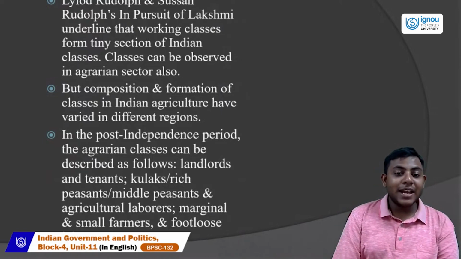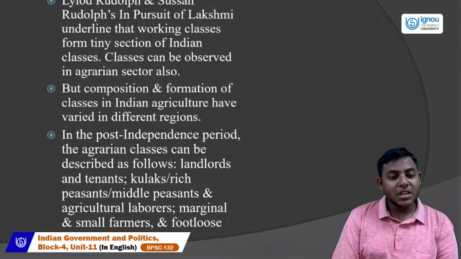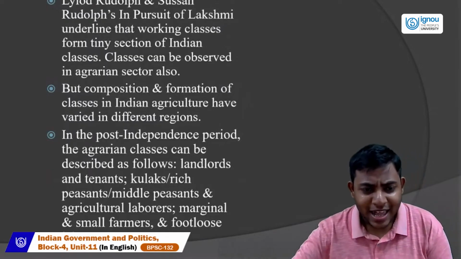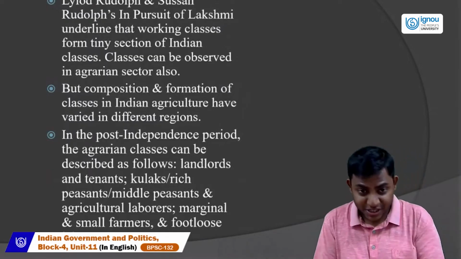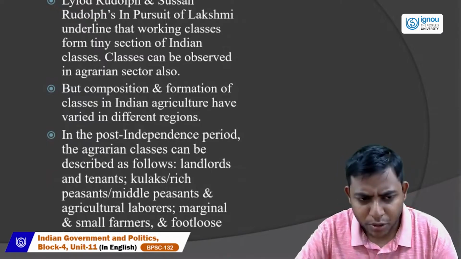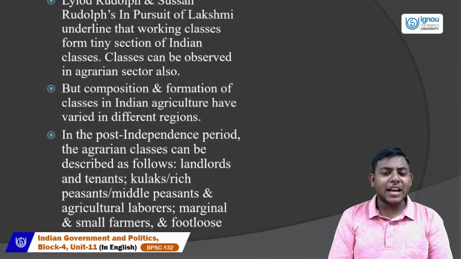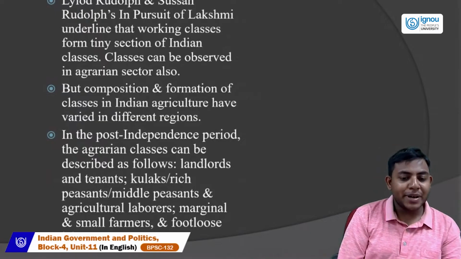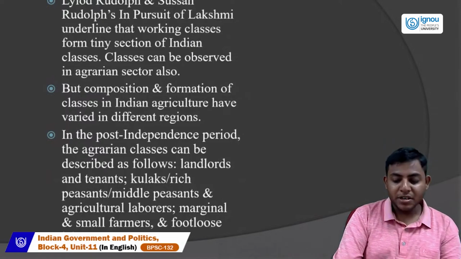Classes can be observed in the agrarian sector also. But the composition and formation of classes in India's agriculture have varied in different regions. So in the post-independence period, the agrarian classes can be described as follows. The landlords and tenants, the kulaks or the rich peasants or the middle peasants, and the agricultural laborers or the marginal and small farmers and footloose laborers.